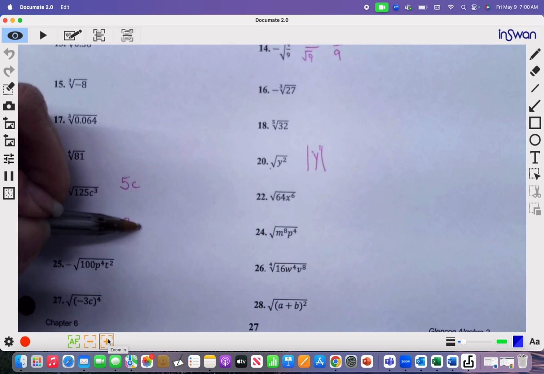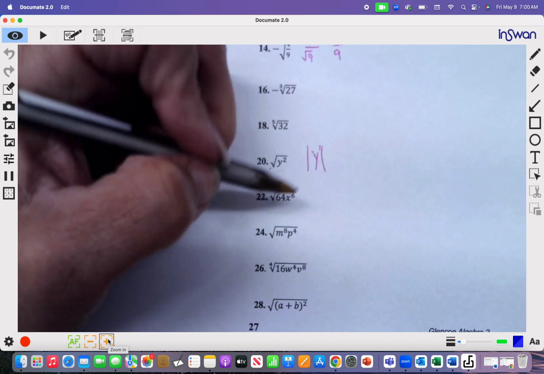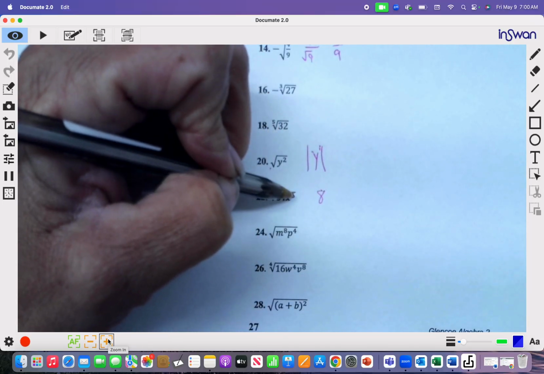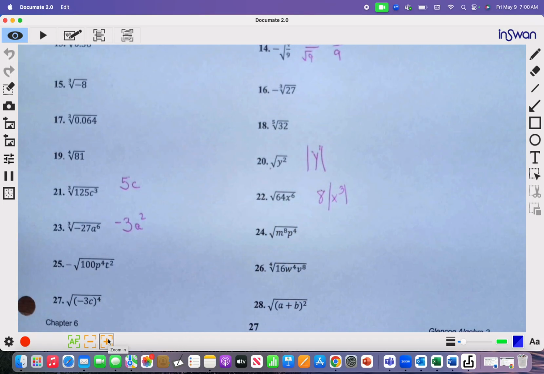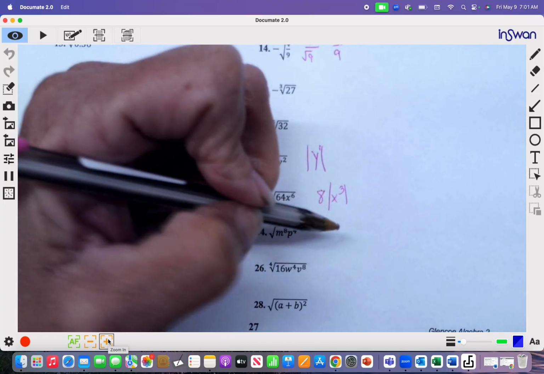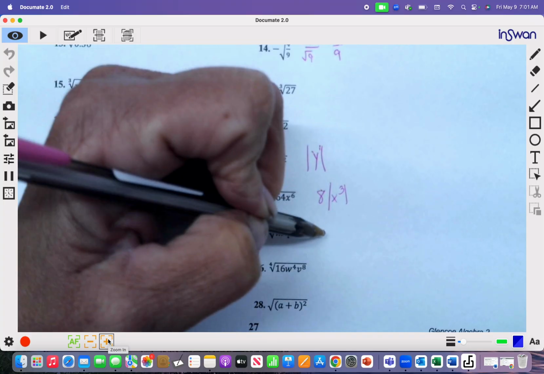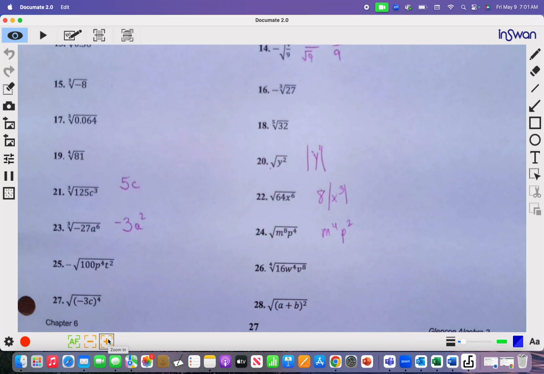Okay, so on number 23, the cube root of negative 27 is negative 3, and 6 divided by 3 is 2, so that's a to the 2nd. Then on number 22, the square root of 64 is 8, 6 divided by 2 is 3, so that's x to the 3rd, again in your absolute value. This one we just have exponents, we just divide by 2 because technically there's a 2 here. This is m to the 4th, p to the 2nd. They're both even, so we're good.